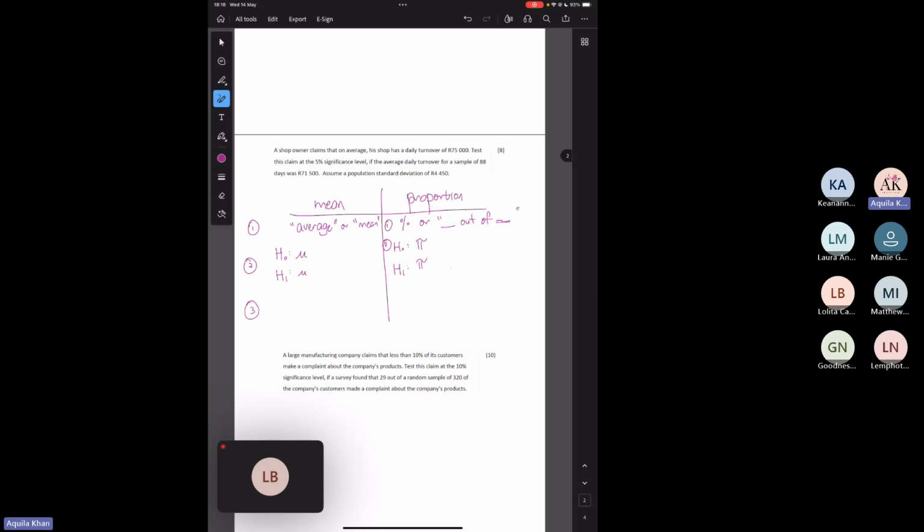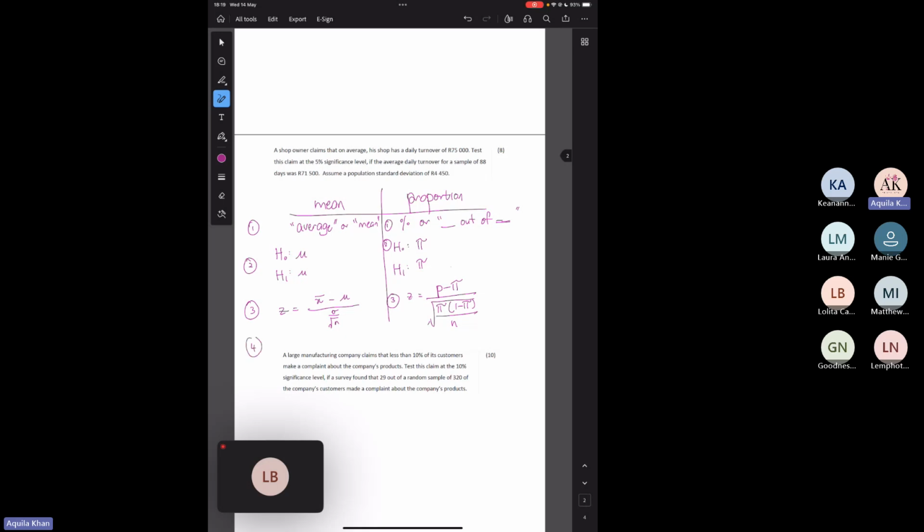The third difference is the way in which we calculate the test statistic. So with a mean, we said it's x bar minus mu over your standard deviation over the root of n. And for a proportion, it's p minus pi over the root of pi multiplied by 1 minus pi over n. And the rest of it is pretty much identical.